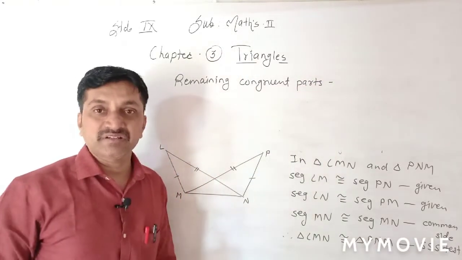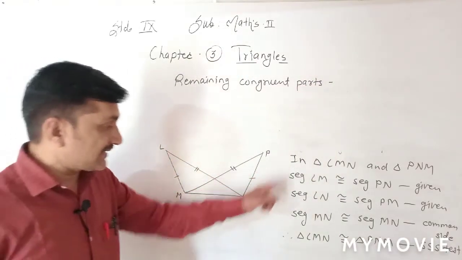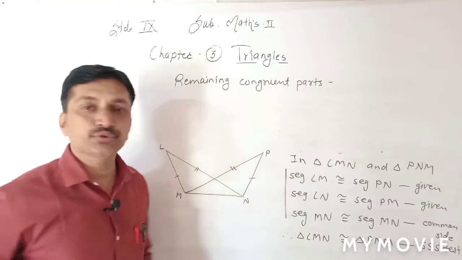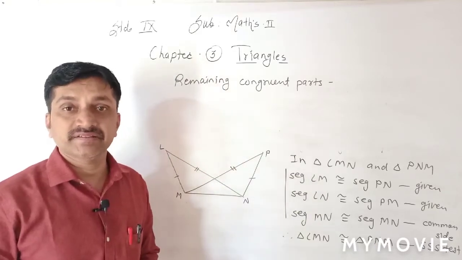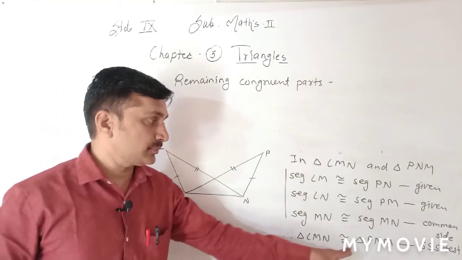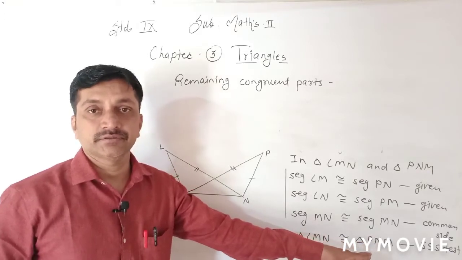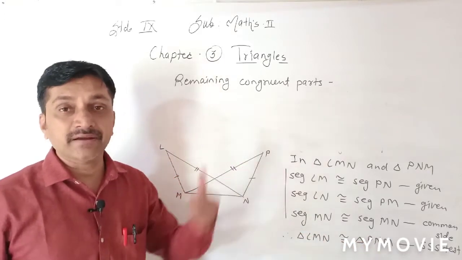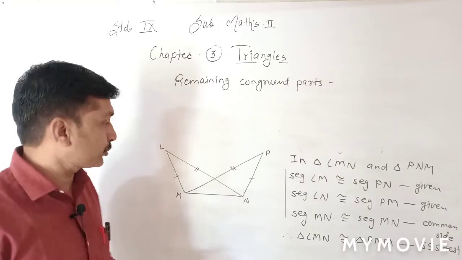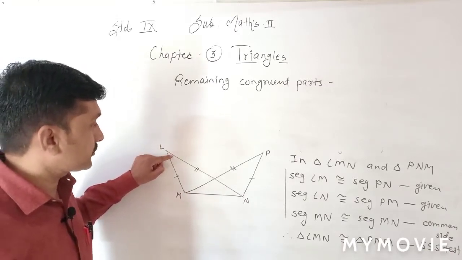Now, remaining congruent parts: 3. Here all three sides are used to prove the triangles congruent by SSS test. Therefore the remaining parts will be angles. The 3 remaining are angles only. From here we will start.